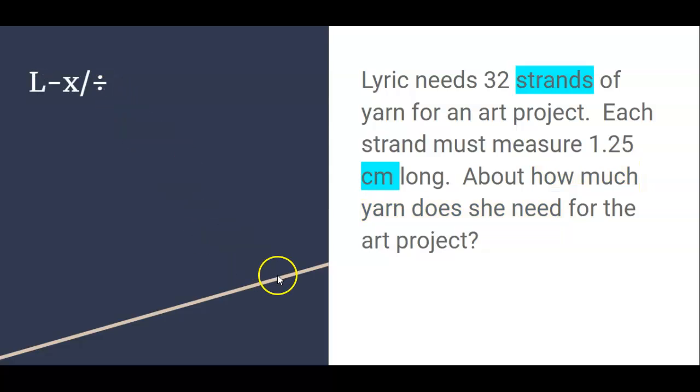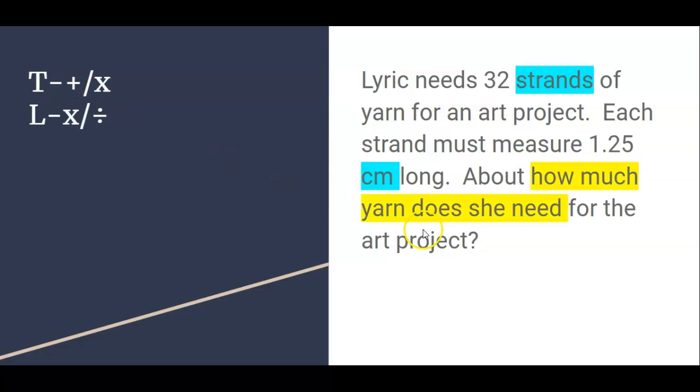So I continue on, and now I look for my labels. 32 strands, 1 and 2500ths centimeter. Those are different labels. If my labels are different, I multiply or divide. So if I put those together, I can see over here that the operation that is the same between them is multiply. So that tells me that I do need to multiply.